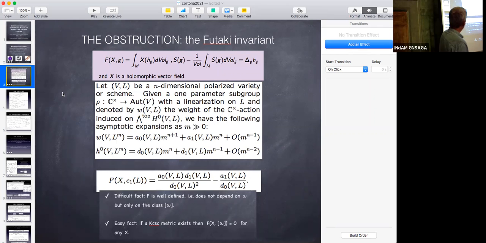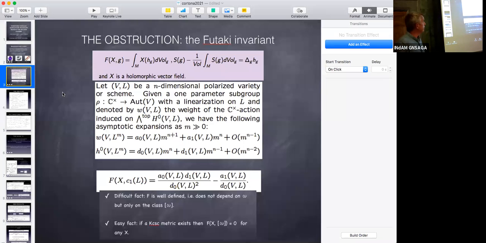Now, this looks like a completely arbitrary game. But there is a simple observation: if you have a constant scalar curvature metric, then this number turns out to be 0 immediately, because the Ricci potential turns out to be constant, and any vector field will kill a constant, so you are integrating 0. So you might suspect that this is 0 always by default. It turns out it's not the case.